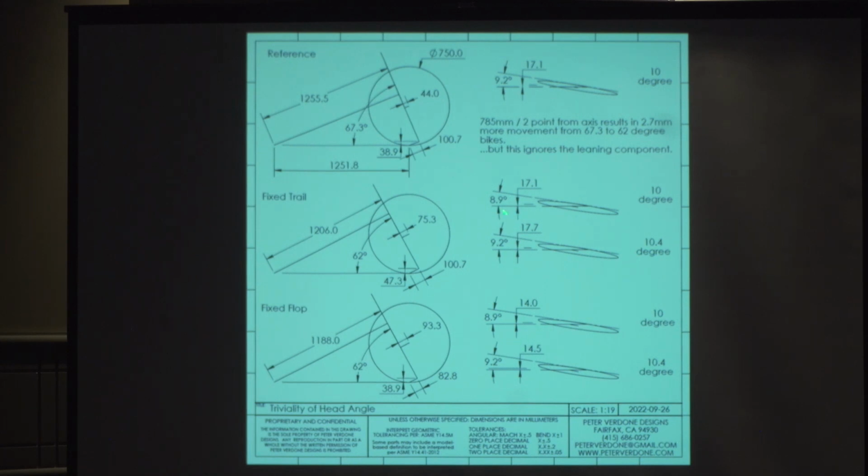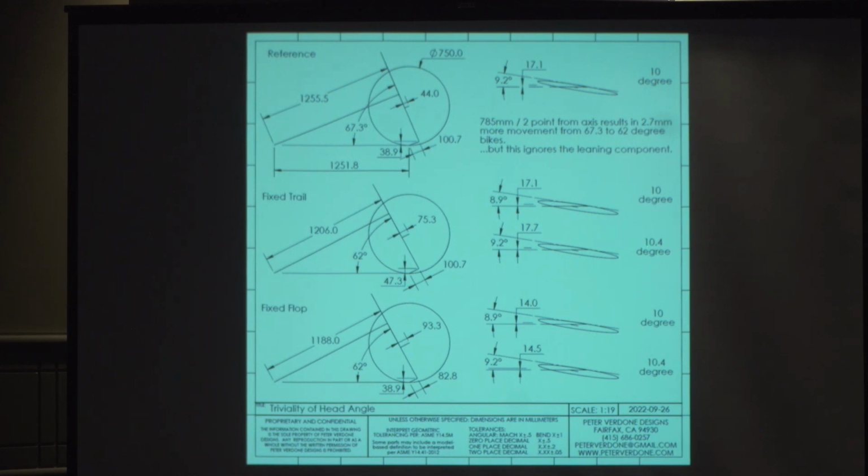But if you look at the resulting steering angle, and I'm steering at 10 degrees, which is an extreme turn on a bicycle. If I steer at a matching 10 degrees, I get 8.9 degrees of steer. We've changed the steer angle 0.3 degrees by changing the head tube angle over 5 degrees slacker. That's a ludicrous change in head angle, and the resulting steer is almost insignificant. In fact, to match the steer, we have to steer the handlebars 10.4 degrees instead of 10 degrees.